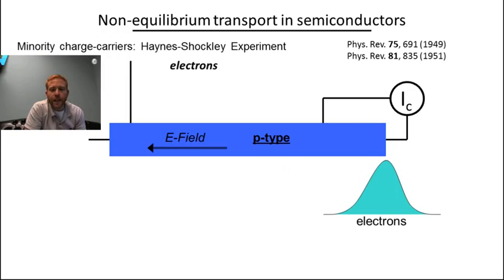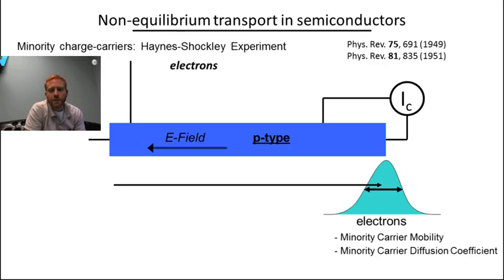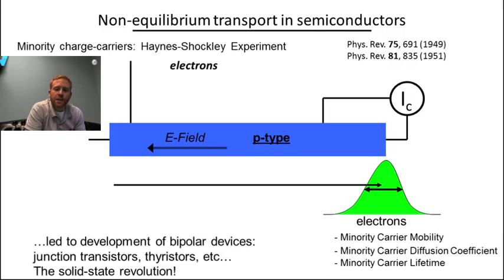By measuring the time of flight, they could determine the minority carrier mobility, or the proportionality constant between applied electric field and electron velocity. By measuring the spreading of the pulse in time, they determined the strength of random thermal fluctuations from scattering, the minority carrier diffusion coefficient. And by integrating over the pulse and determining how many electrons made it without annihilating with a positively charged hole, the minority carrier lifetime could be determined. Without these values, none of the solid-state devices we use today could be designed and successfully made.